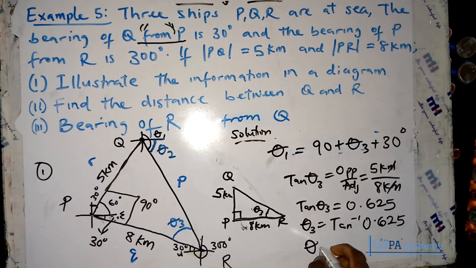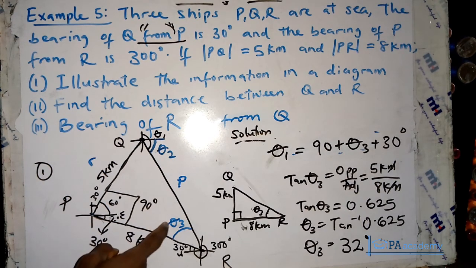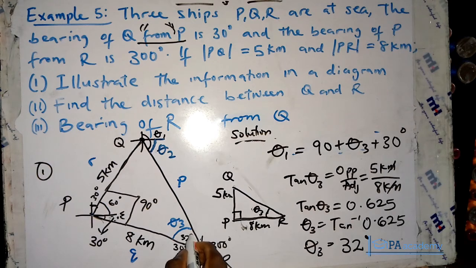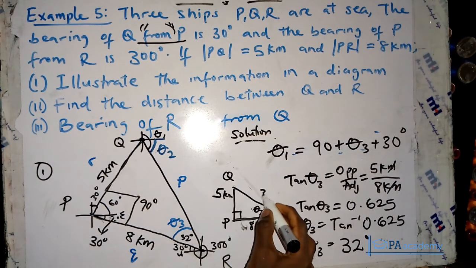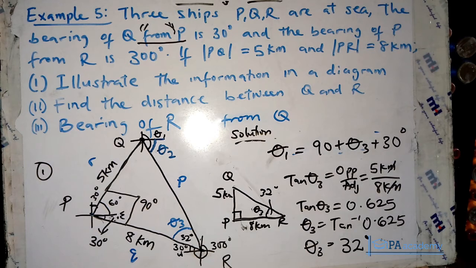So theta 3 will give us, if you look for the tan inverse of 0.625, 32 degrees. What this means is that this angle here is 32 degrees. We've gotten this angle here, and this angle here is 32 degrees.